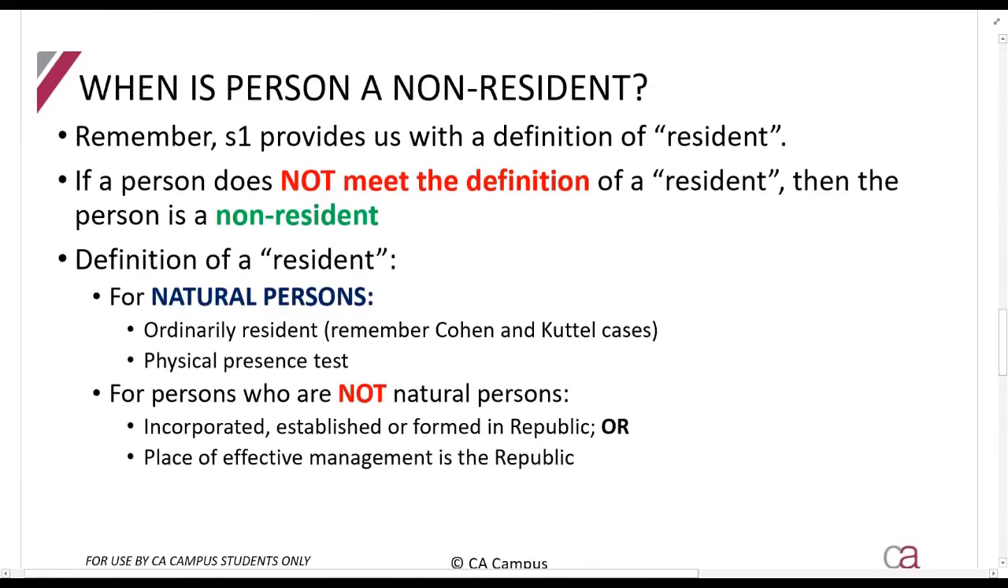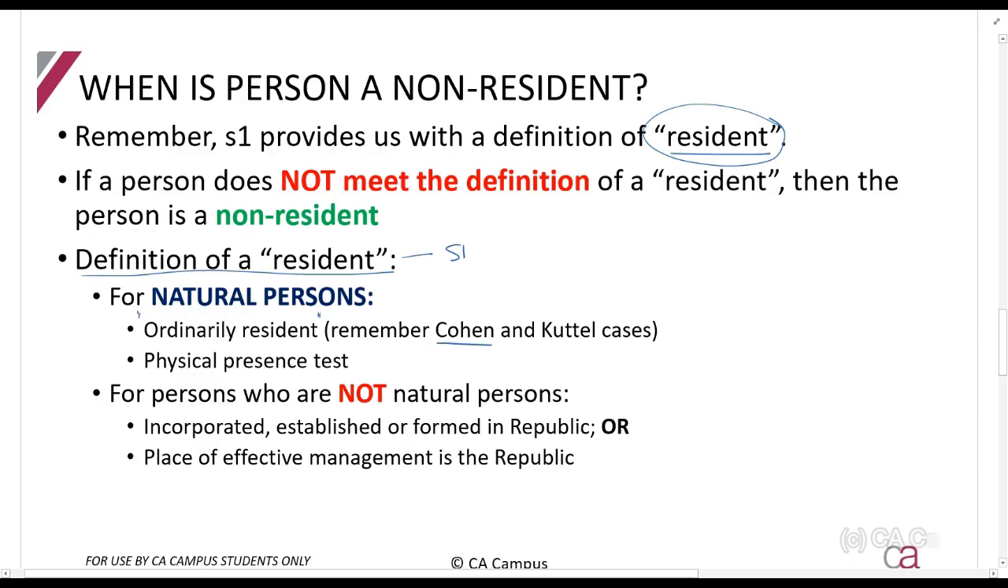Right, so when is a person a non-resident? How are we going to know when a person is a non-resident? Obviously, if they tell you in a question it's a non-resident, that's quite logical, then it is. But how it works is we look at the definition of a resident. And if a person does not meet that definition's requirements, then that person is a non-resident. So when are you a resident? Can you remember the definition of a resident in section 1? It says for a natural person, it is when you are ordinarily resident.